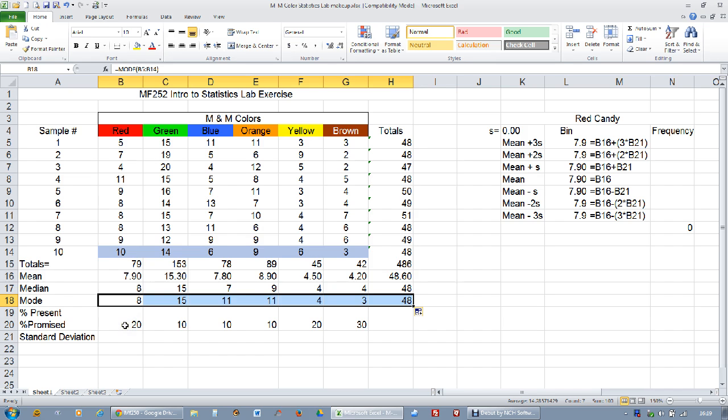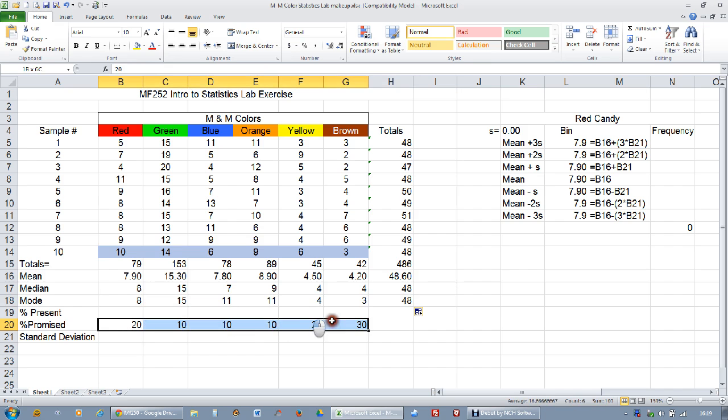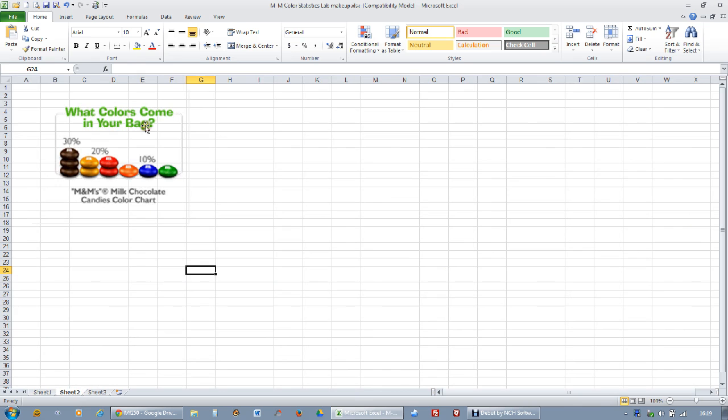percent present, percent promised. These numbers are a given. If you go to sheet 2, you'll see this color, this chart. This was published by M&M Mars a few years ago. They stopped publishing the quantities on their website. I think there was too much variability, and they couldn't guarantee 30% brown and 20% yellow and red. But just for grins and giggles, we're going to put it in there and just compare.